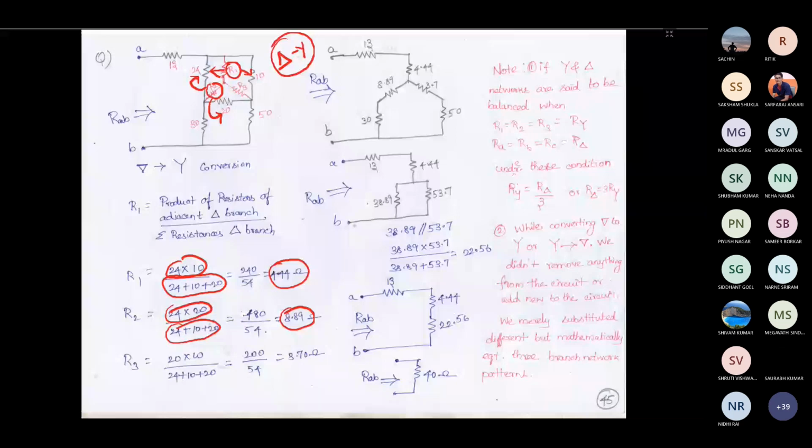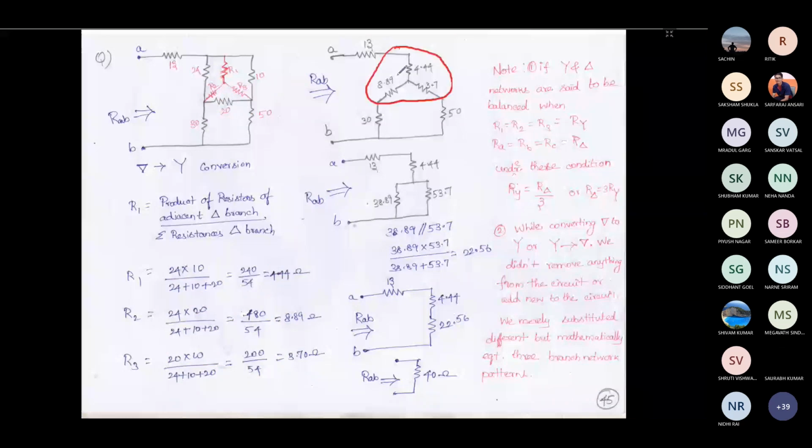Then for R3, what is the nearest resistance? Oh sorry, this is 50 ohm here. The nearest resistances are 20 ohm and 10 ohm. So you multiply 20 into 10 for this R3, and for the denominator you do the summation. We are getting 33.7 ohm. So once you do this delta to star conversion, you are getting this.